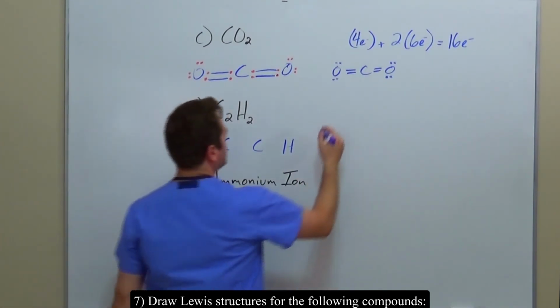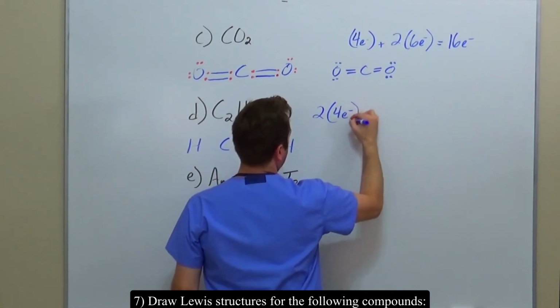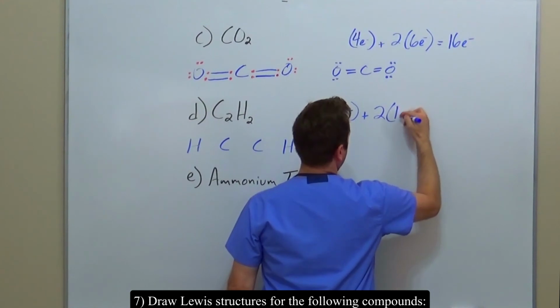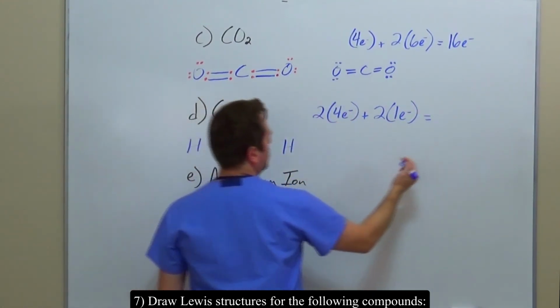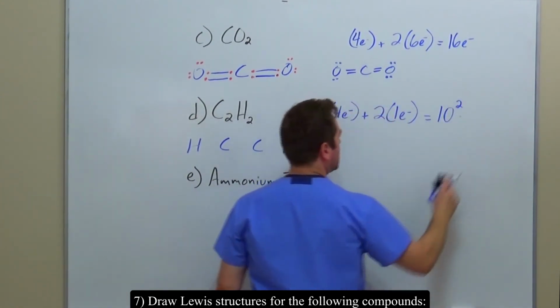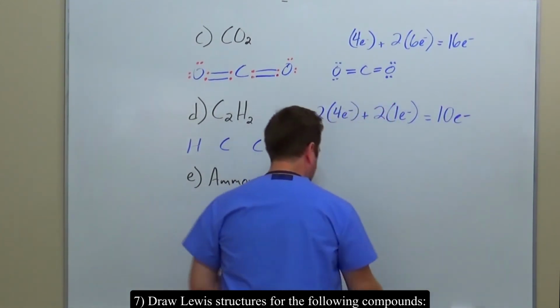Now let's go through our process. We have 2 carbons. Each carbon contributes 4 valence electrons. We have 2 hydrogens. Each of those contributes 1 valence electron. So we have 2 times 4 is 8, plus 2 is a total of 10 electrons. 10 electrons that we need to account for.